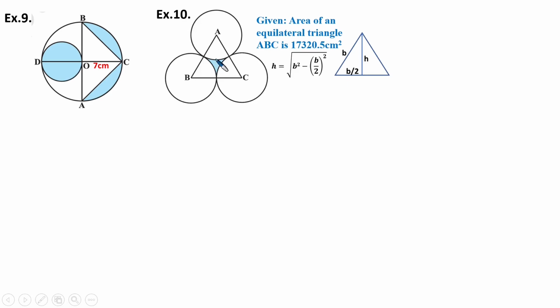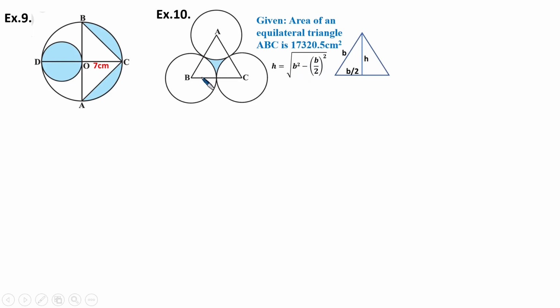Now exercise 10, what is the area of this shaded region? This also can be found. The area of this equilateral triangle ABC is given. Once the area is given, you know the area of the triangle is half base into height. So suppose this is your equilateral triangle. This is the base, each side is say B. This is B by 2. And H also you can write in terms of B.